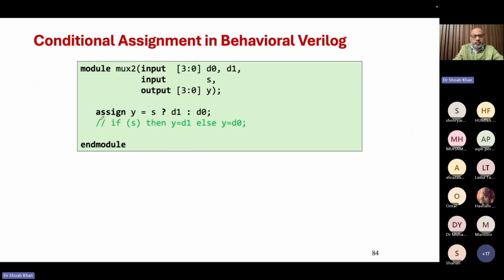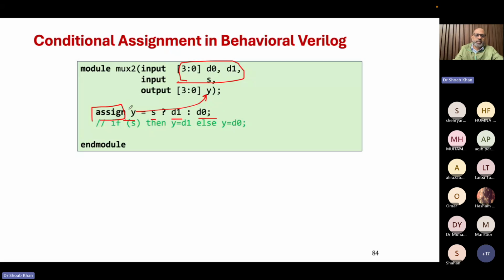So here you see an example of an assign statement, which is assigning on Y, which is a wire. The output is by default a wire. S is an input, and inputs are always wires. Once you come to the module, we will look into this. So if S is 1, output is D1, otherwise output is D0.